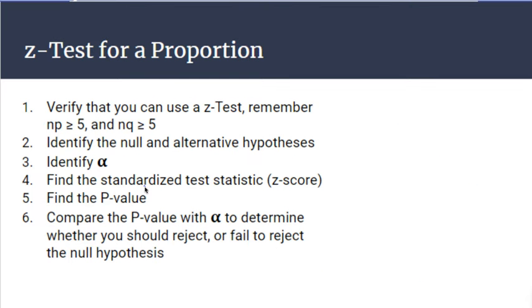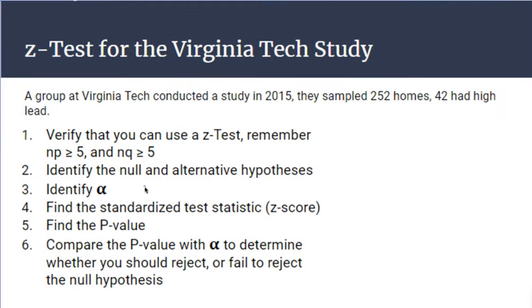Okay, so let's do a z-test for our Flint water example. These are the steps, and we're going to go through them with our Virginia Tech study. We called this lesson hypothesis testing for large samples. The rule for the sample being big enough is that NP and NQ have to be greater than or equal to 5.